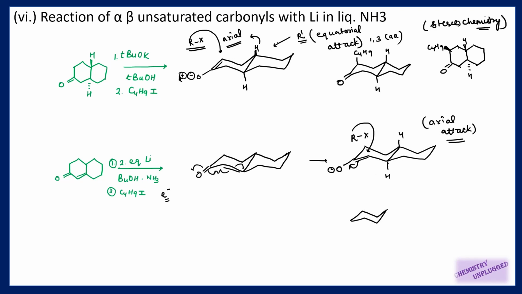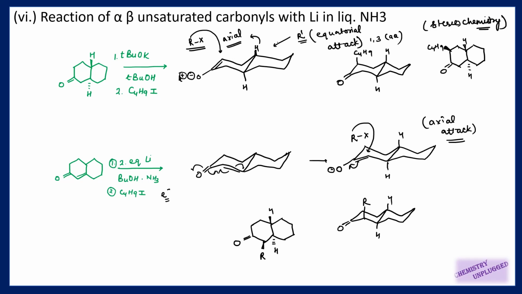So you have to look at the group attached here first. When I have R attached here and I write it in cyclic form, we have axial groups at 1,2 positions, meaning they should be trans to each other. So if this is below the plane, then this group will come above the plane. So this will be my final product, right?